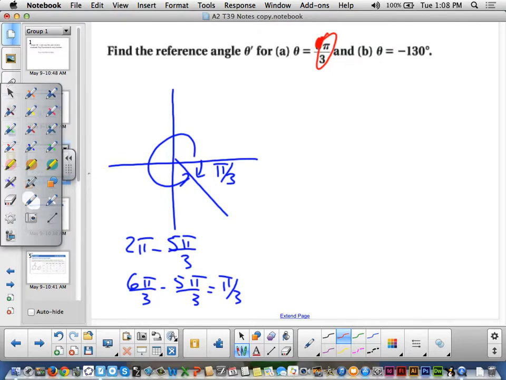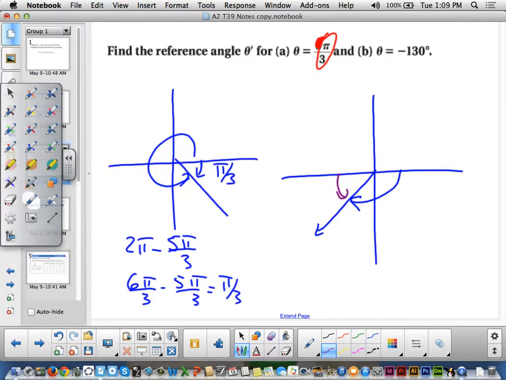For b, negative 130, we'll sketch that out. Go down negative 130 degrees right here in the third quadrant. And what we're looking for then is this distance right there. Well, this is negative 130. How far does it take to come down and meet that line? Well, that would be 50 degrees. That would complete the 180 on the bottom there.